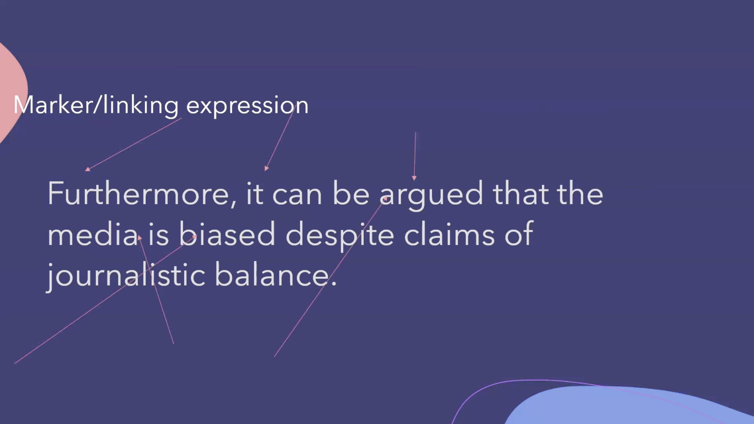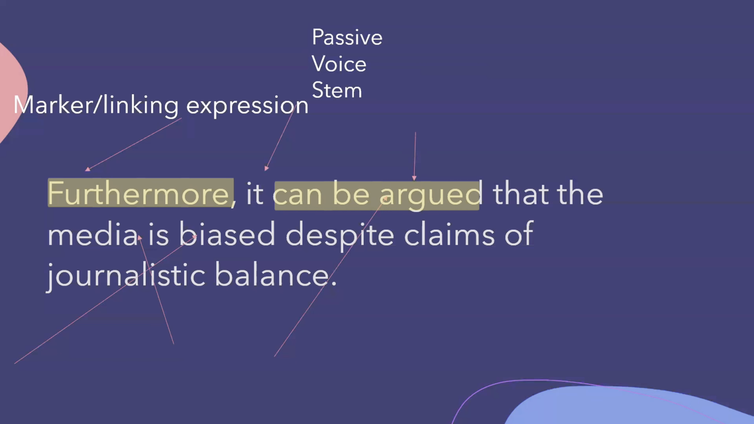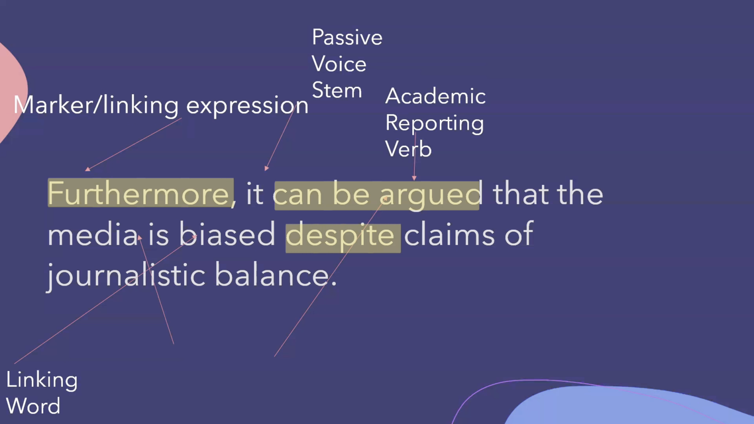So the first one is a marker or linker expression, with furthermore. We have a passive voice stem that's using the passive in a phrase at the beginning of the sentence: it can be argued. Academic reporting verbs, so these are words like claim, maintain, suggest, etc. That the media is biased despite claims of journalistic balance. So the linking word is despite instead of but, and good vocabulary throughout. So bias, journalistic balance, etc.